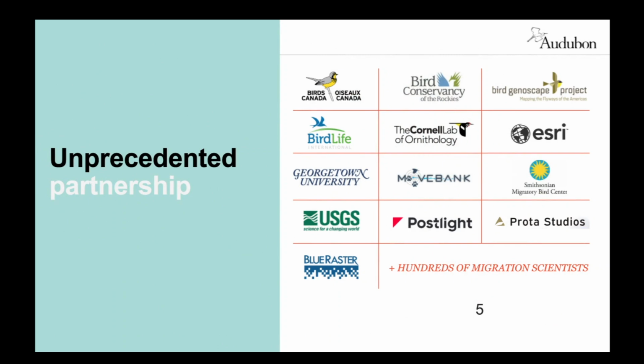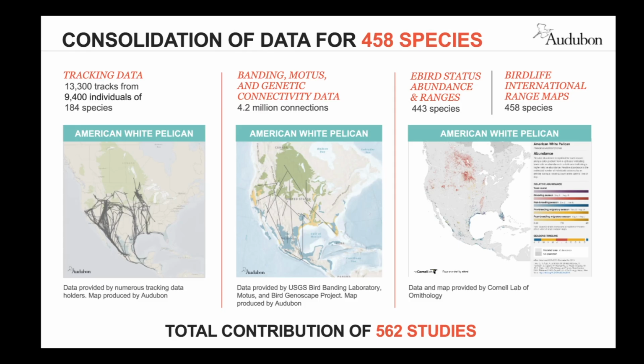This is based on an unprecedented partnership among 10 founding organizations, including several technology organizations and hundreds of migration scientists that contributed their data. Foundational to this work is the consolidation of data for 458 species. We have tracking data for over 9,400 individuals of 184 species.